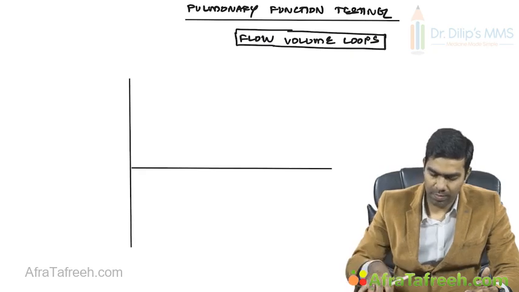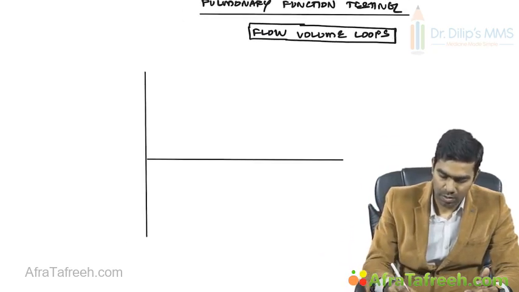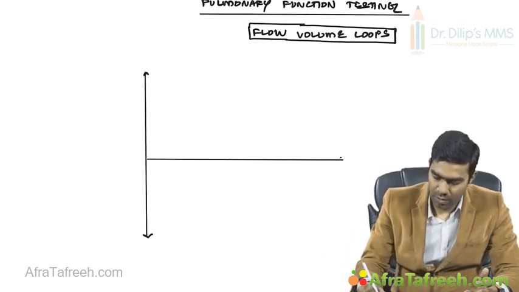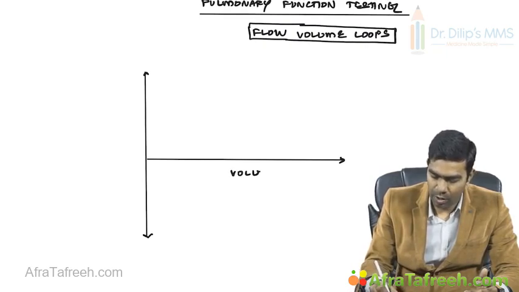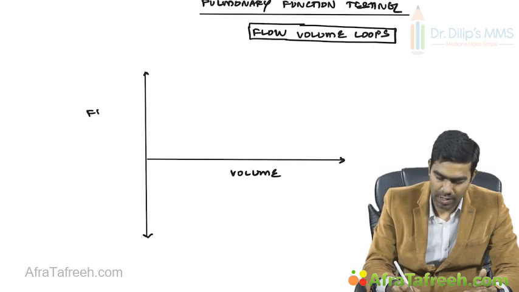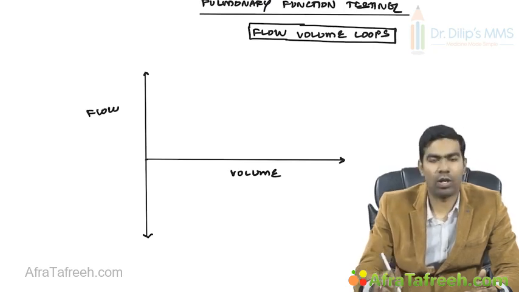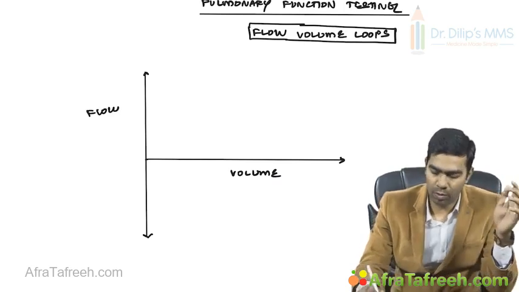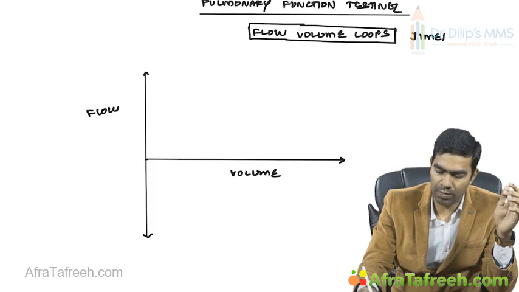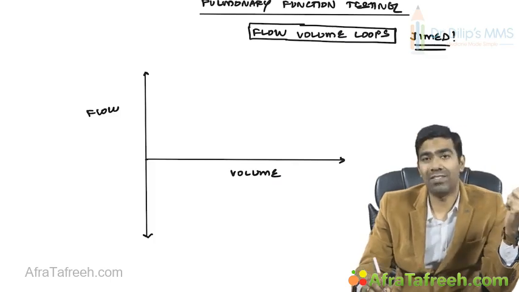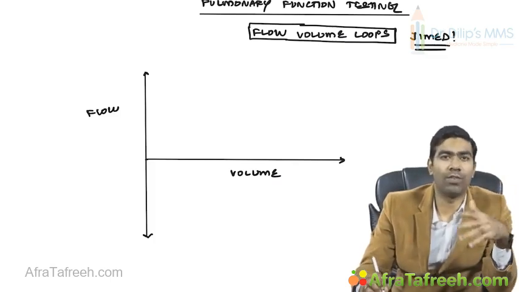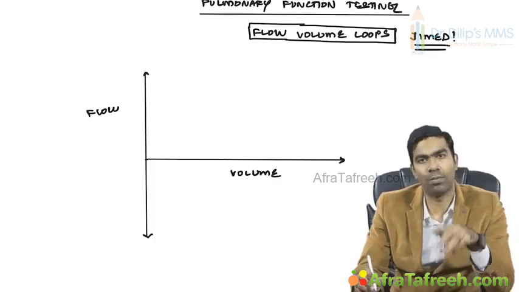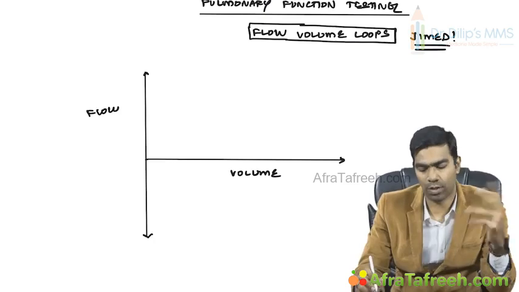Okay, so let me draw this. Here, what I'm trying to do is plot the volume against the flow. Remember, not the time or volume. Here, it will be timed as well. So don't think the flow volume loop is not timed. Typically, these flow volume loops are timed. The curve I discussed is only for basic understanding, but these flow volume loops are also actually timed, so it's not a big deal.